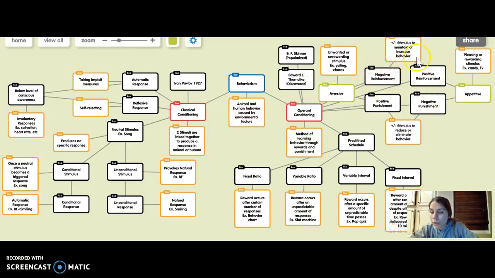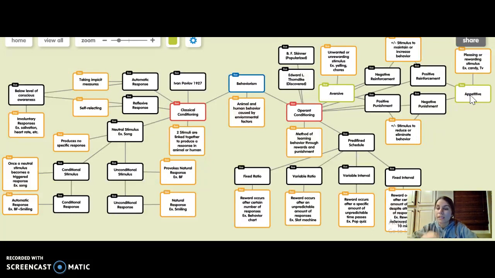So we're going to move on to the right side. Sorry, this word is hard to pronounce. Appetitive, which kind of goes with appetite, something you want to eat, which is yummy. So appetitive is a stimulus that is pleasing or rewarding.